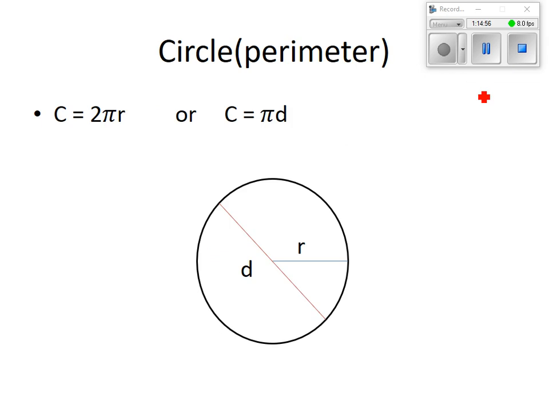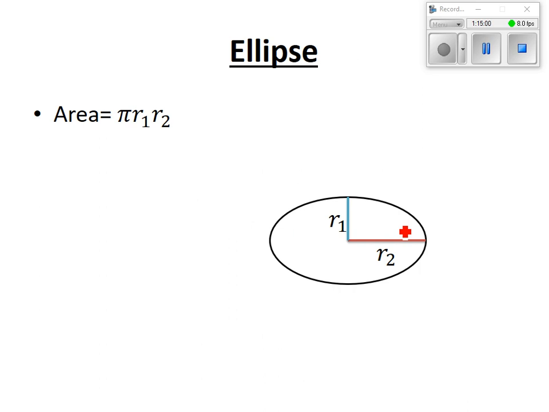And the last thing, an ellipse, not an oval, an ellipse. For area, an ellipse always has 2 radii. A short radius and a long radius. The radii, if I draw these whole things, they always bisect each other.